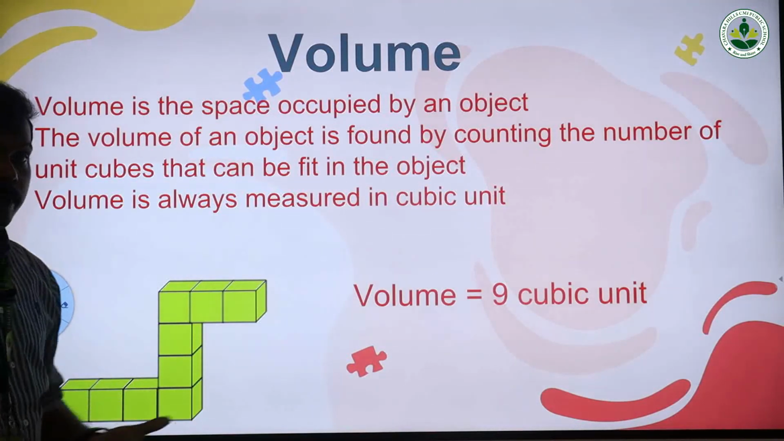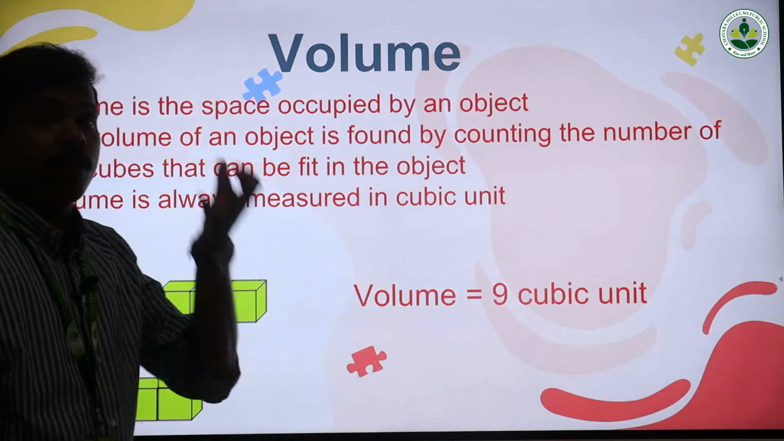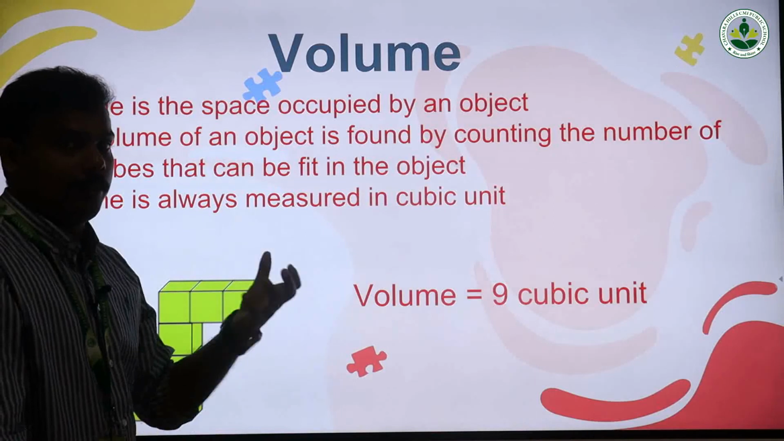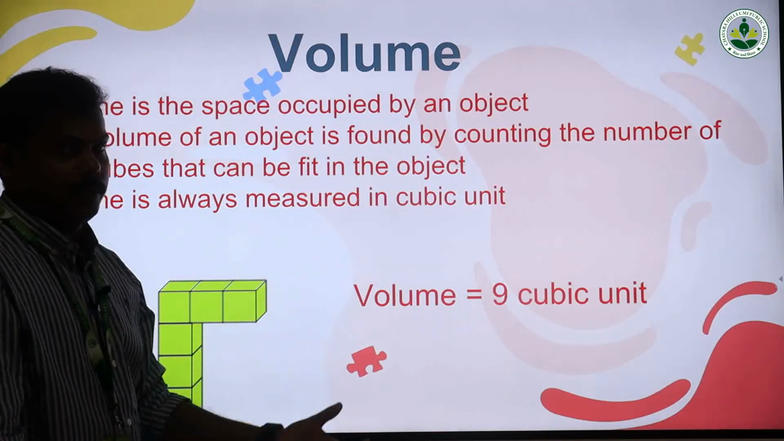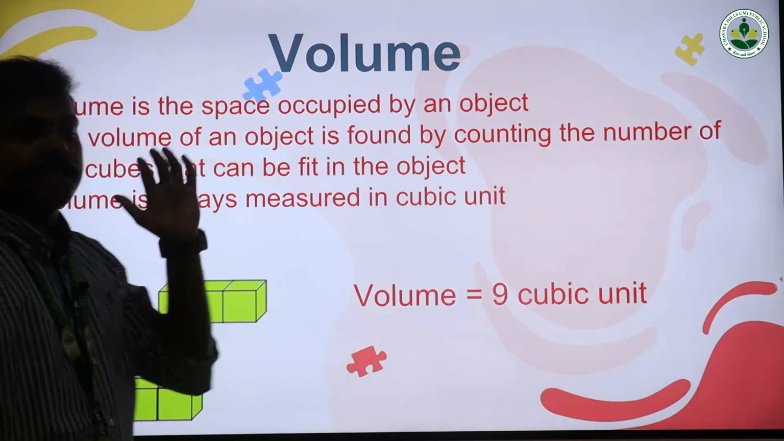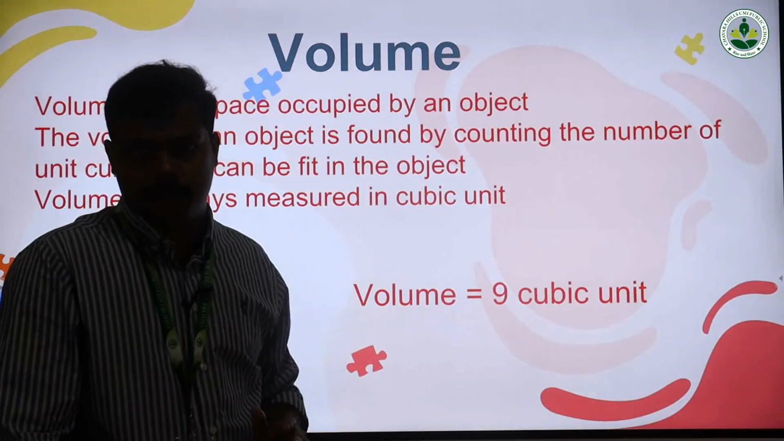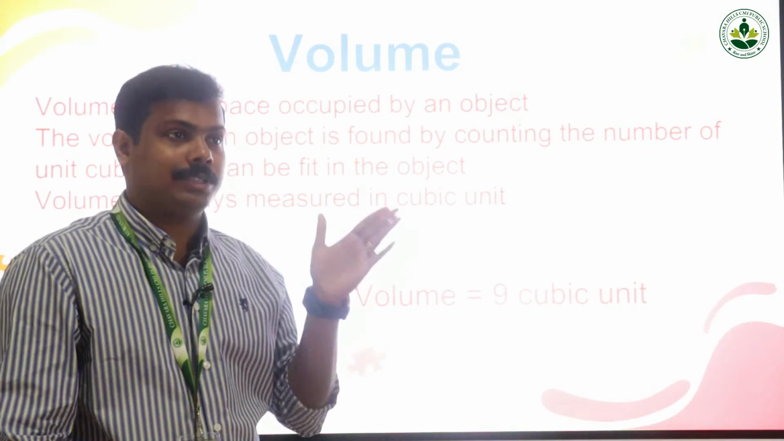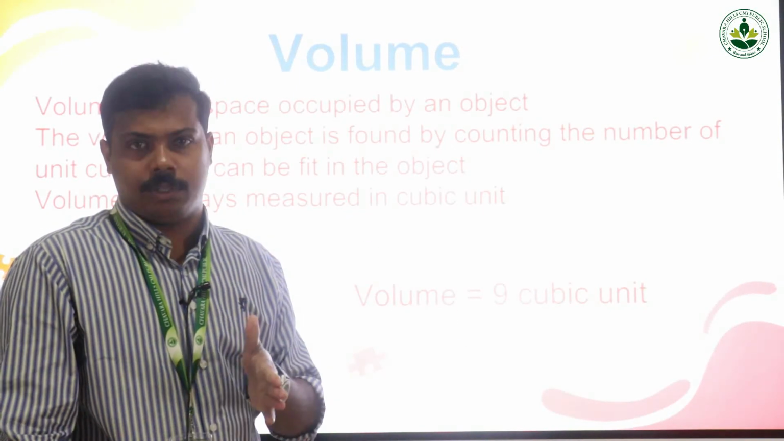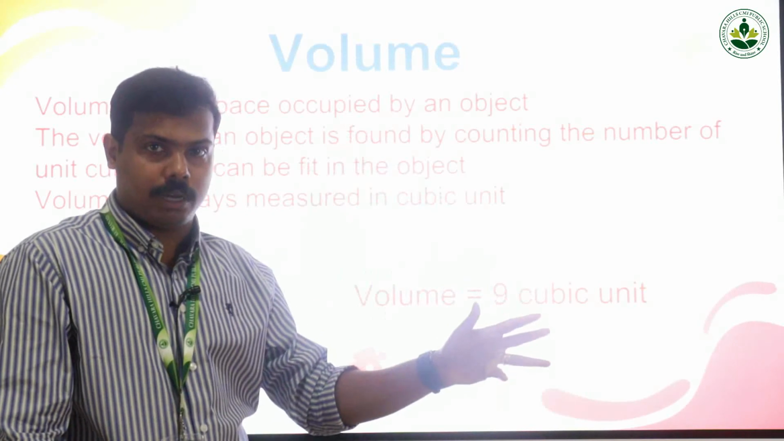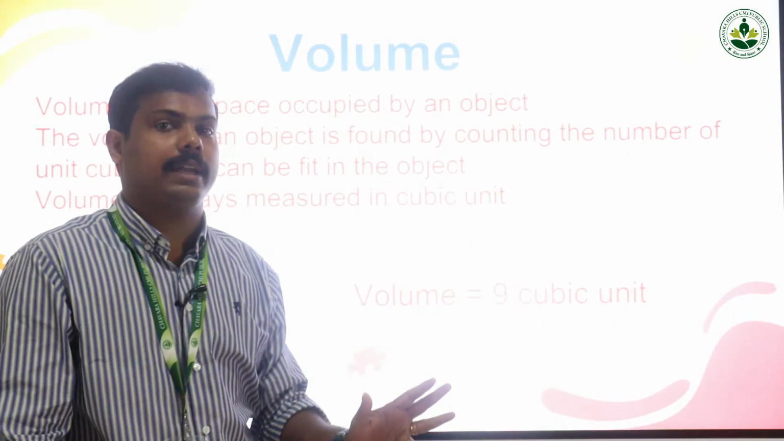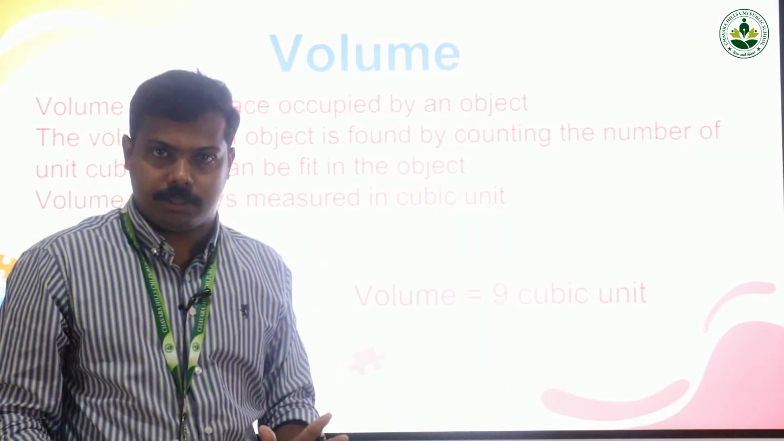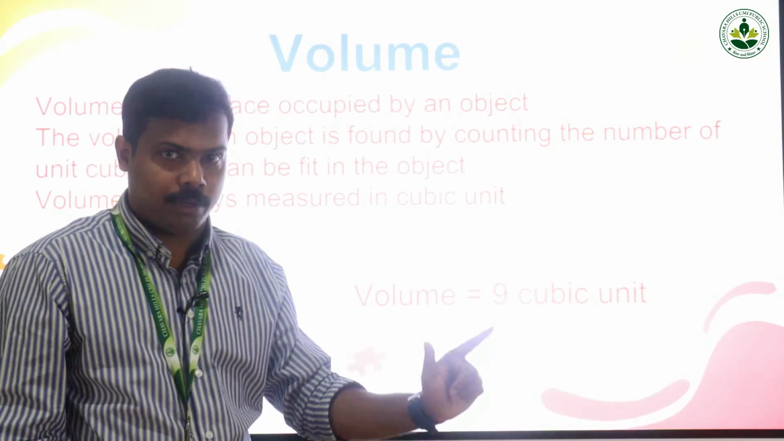For finding the volume, just count the number of cubes in that shape. So today we discuss area and volume. In this chapter we discuss perimeter, area, volume. You must learn the equations by heart. Perimeter of a square is 4 into side. Perimeter of rectangle 2 into length plus breadth. Area of square side into side.